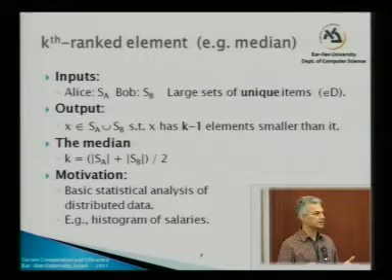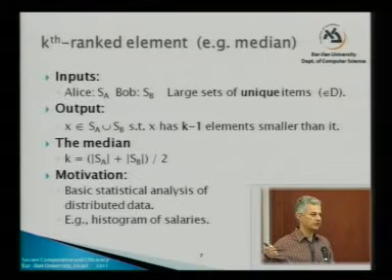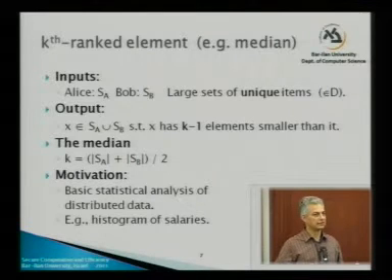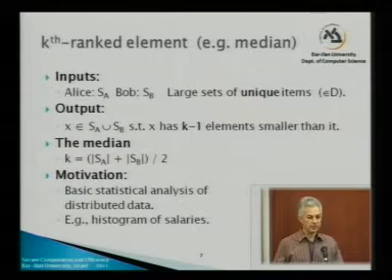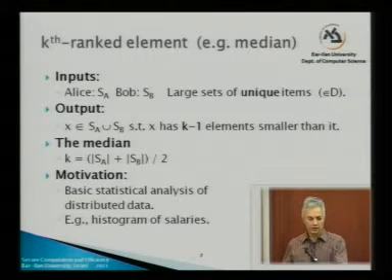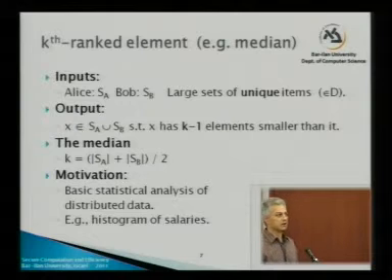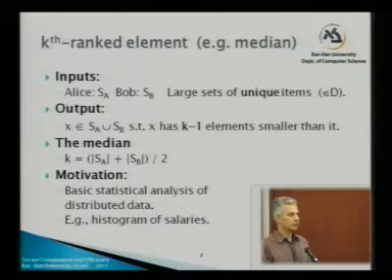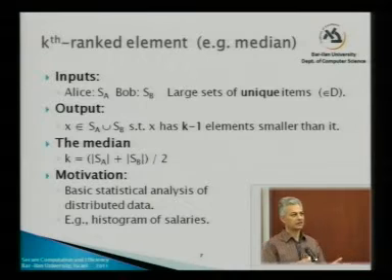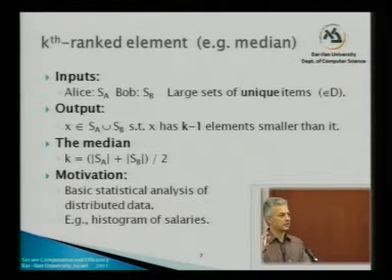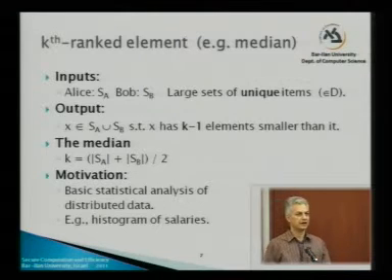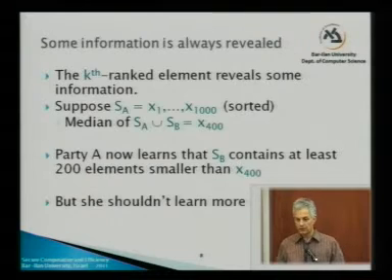So the 10th element is the 10th largest number in the union of these 2 sets. A priori, none of them knows whether the 10th number is in Alice's set or in Bob's set, and they want to compute that number. Why is that interesting? It might be interesting if they want to do some statistical analysis of the sets. Say you want to compute some histogram, like the 10th percentile has salary this and that, the 20th percentile has salary this and that, and so on. So they have large data sets, and they want to compute some statistical analysis of it.